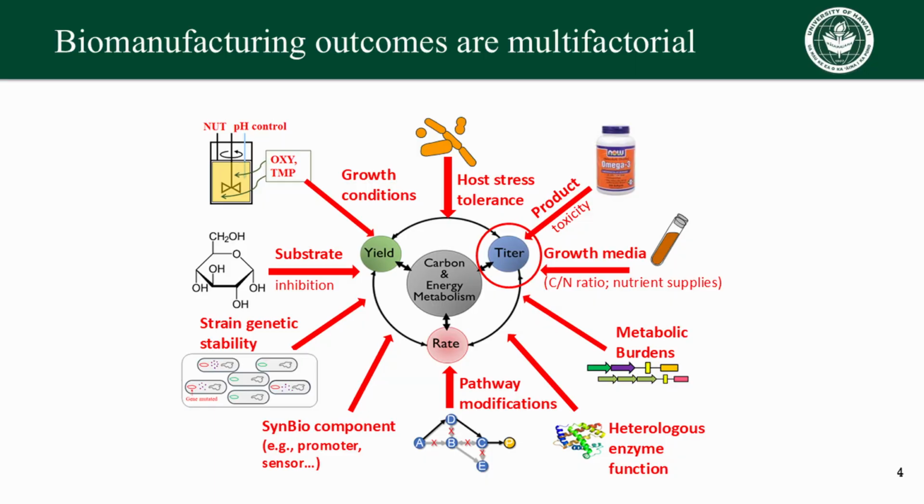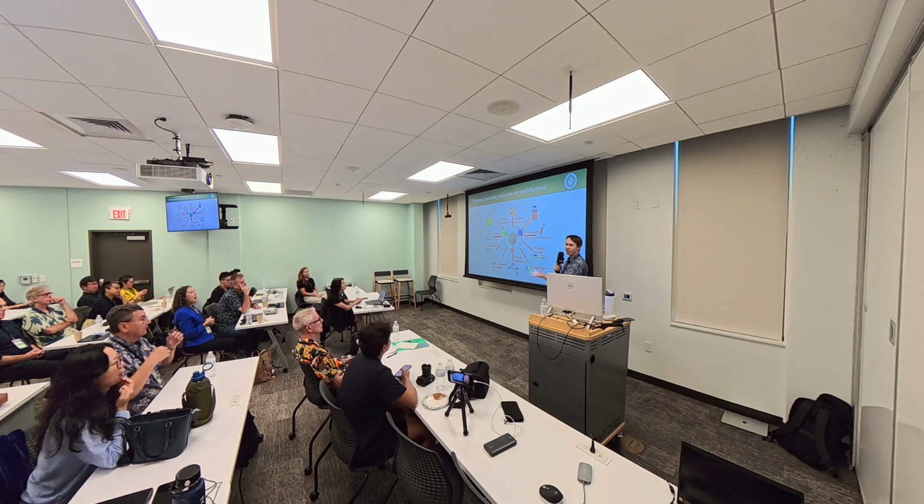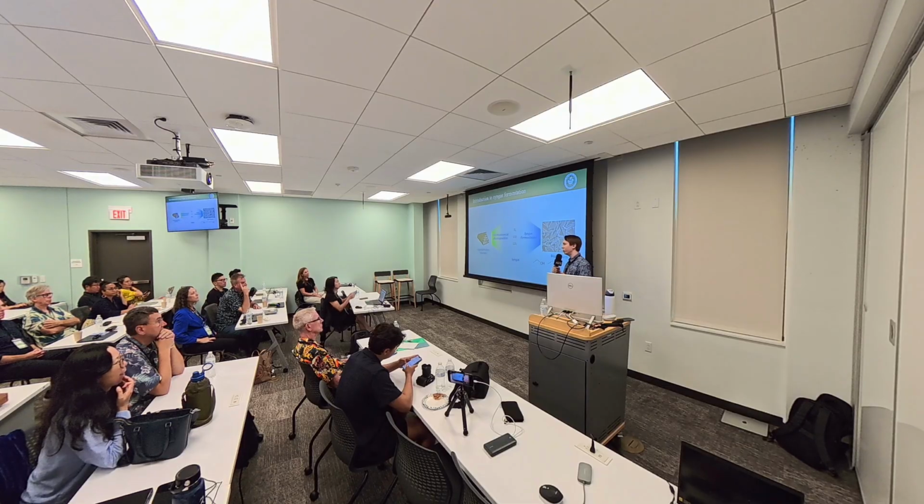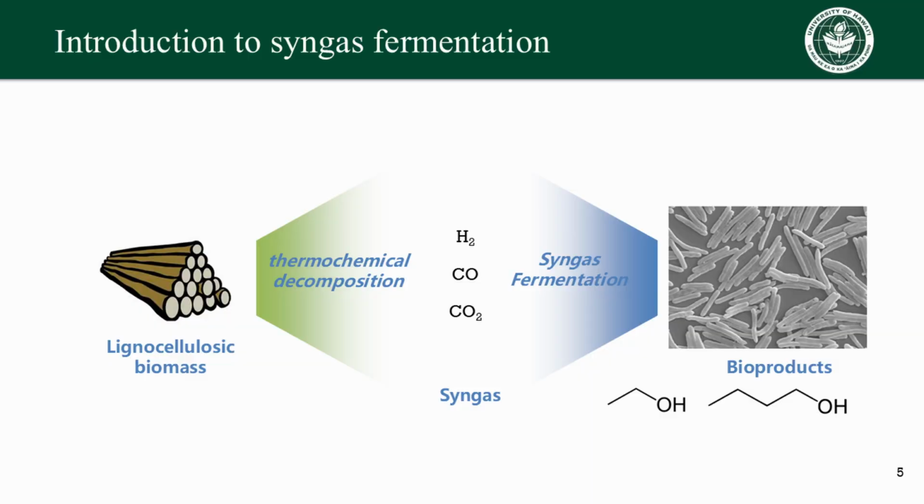And so we do that through fermentation. And fermentation is a pretty complicated process that has to do with the strain genetics and the environment inside of the fermenter. So to balance all that, we can use data science. So I want to talk to you guys about two of my research projects. And the first one has to do with syngas fermentation.